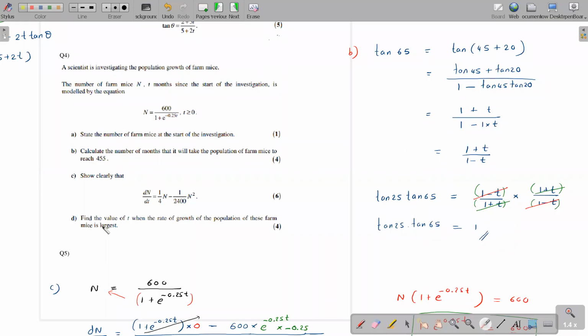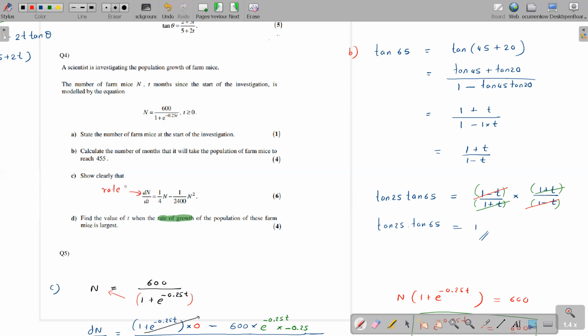Okay, part D: find the value of t when the rate of growth of the population of these farm mice is the largest. Be really careful here. They use the phrase rate of growth. Normally when we say rate of growth, that doesn't refer to n, which is just the number of mice. The rate of growth of the number of mice is denoted by dn over dt. So this is the rate of growth.